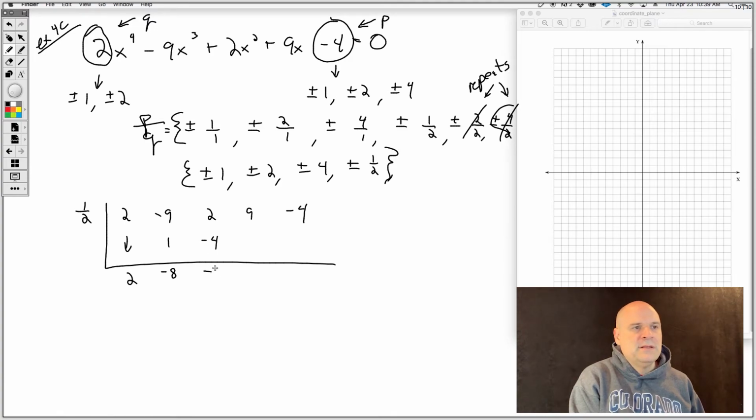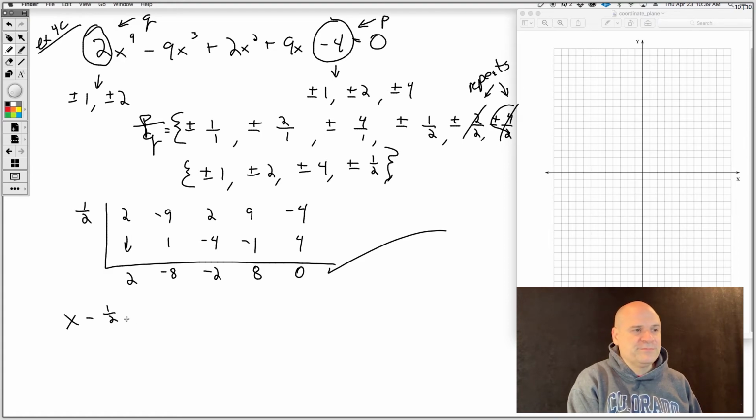Add, multiply 1/2 times negative 2 is negative 1. Add, 1/2 times 8 is 4. Ooh, look at that. Add, and you get 0. Boom. This is a root. So that means x minus 1/2 is a root.